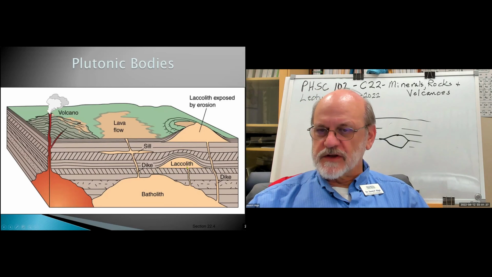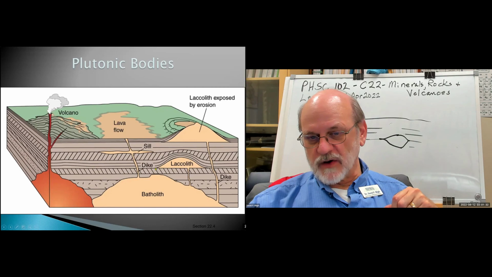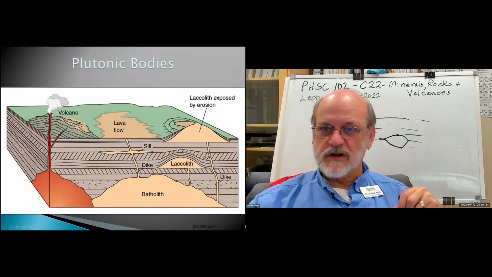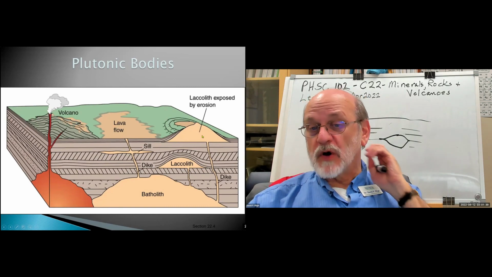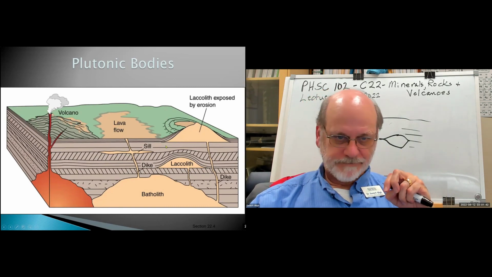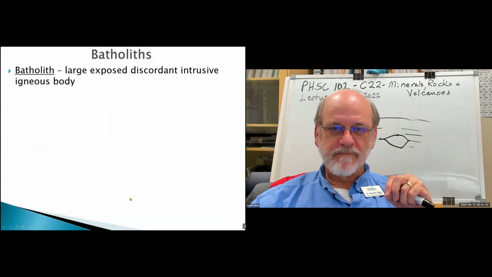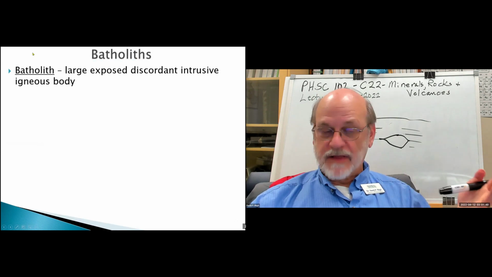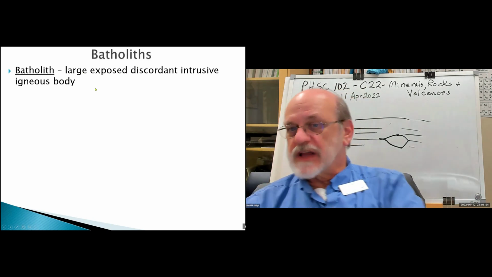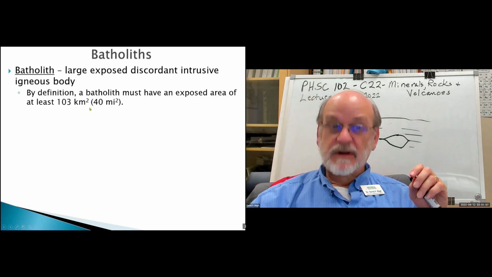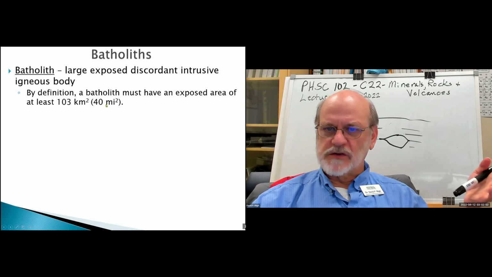Here's a laccolith, which is a concordant igneous rock. It's got a layering here and layering there, and it fit between them. There's another dike. Here's another laccolith, exposed by erosion. All right. So again, the batholith is a large, exposed, discordant, intrusive igneous body, just like it showed in the picture. Very large, on the order of square miles.